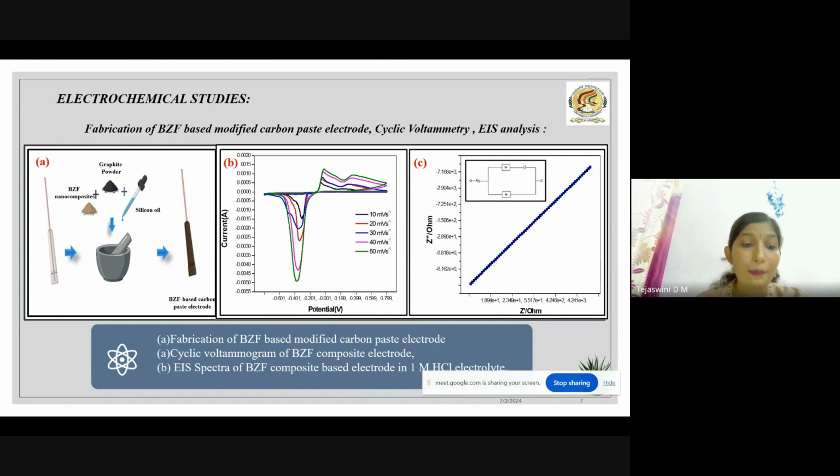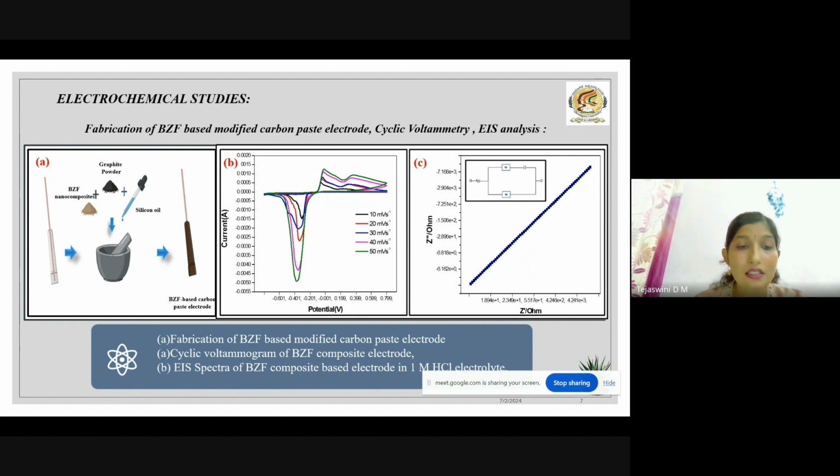The BZF based carbon paste electrode was filled and polished using butter paper. By implementing this bismuth zinc ferrite based modified carbon paste electrode with 1 molar HCl as a suitable electrolyte, electrochemical properties were examined, with the scan rate ranging from 10 to 15 millivolts per second. The oxidation and reduction peaks were observed, which demonstrate a fast transport of electrons at the point of contact between the electrolyte and the working electrode.